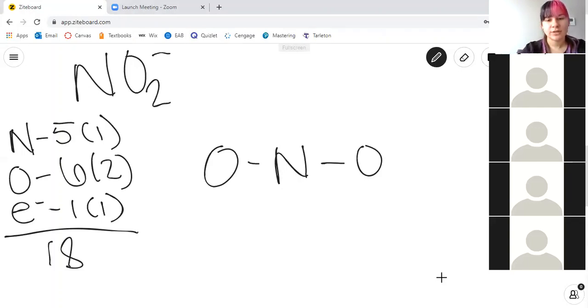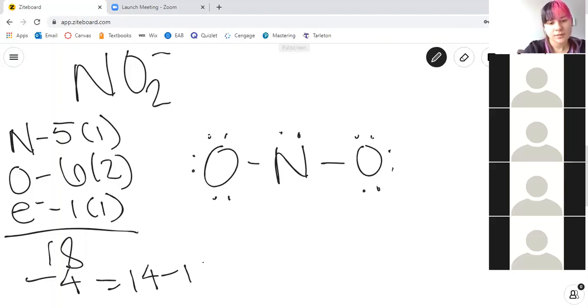So how many electrons have we used up so far making these bonds? 4. So now we have 14 left. So 1, 2, 3, 4, 5, 6, 7, 8, 9, 10, 12, 14. So we've used all of our electrons, but nitrogen doesn't have an octet, so what are we going to do? Make a double bond.